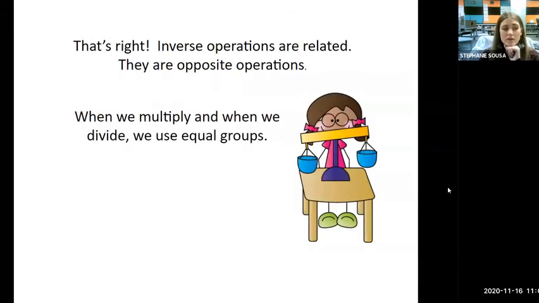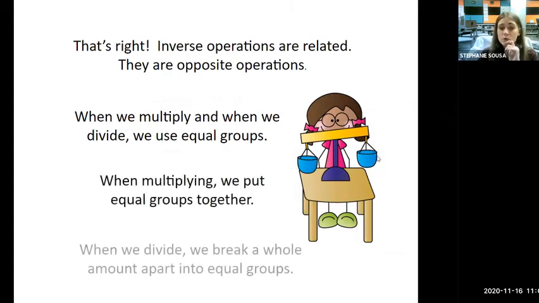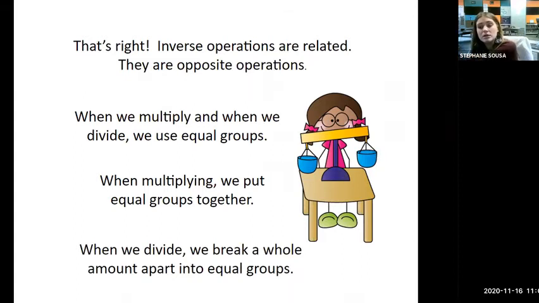When we multiply and when we divide, we use equal groups. So equal groups does not go away. When we're dividing, when we're sharing items, we still want there to be an equal amount so that we're fair, right? When multiplying, we put equal groups together, but when we divide, we break a whole into equal groups. So in multiplication, we ended up with the bigger amount. In division, we start with the bigger amount and break it down into smaller groups.